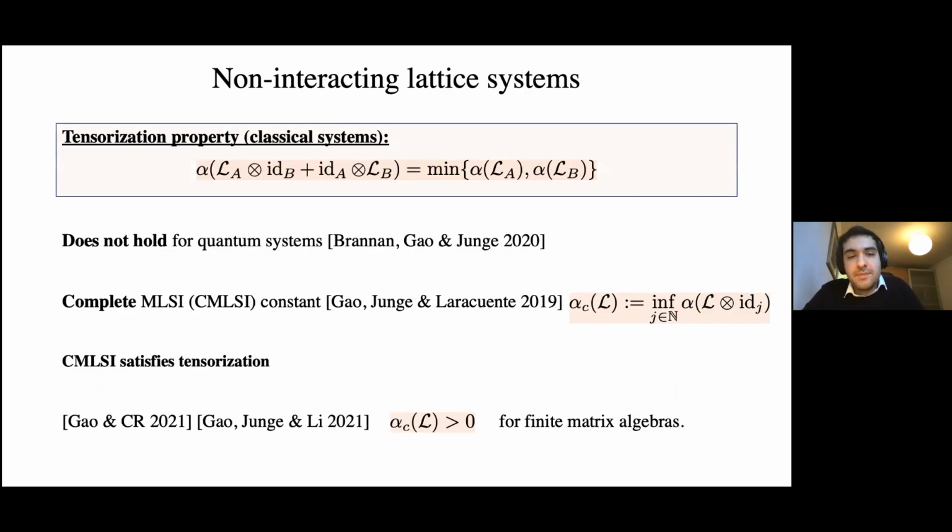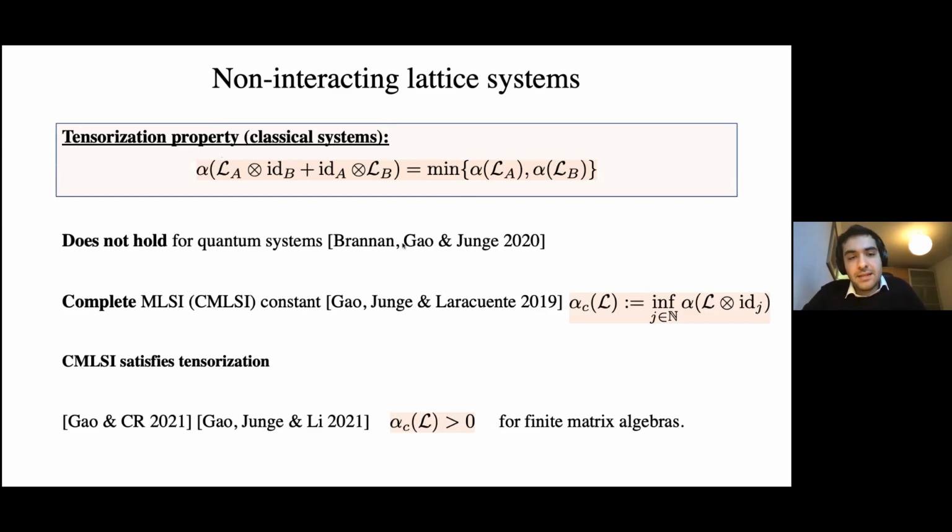Before going to the quantum interacting setting, let us look at what we know about the non-interacting classical case. This MLSI constant satisfies something that we heard about in the talk of Salman on Sunday, this tensorization property. It basically says that if you take a tensor product of two semigroups, then the constant of that tensor product is exactly the minimum of the constants corresponding to each of the semigroups taken separately. However, this property is known not to hold for quantum systems, and by now we have counterexamples to this.